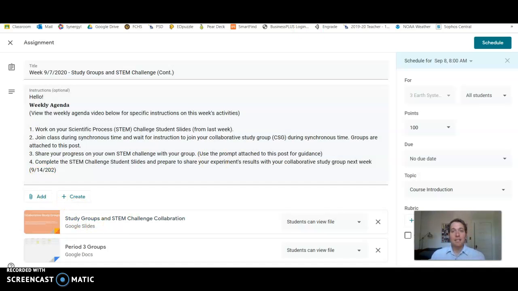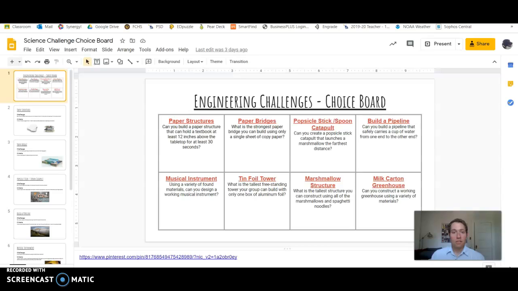So this is the STEM challenge. This is the choice board. You should have, and if you didn't, you should have chosen one of these challenges. And the goal was to use the scientific method to solve the challenge. Okay, so an example challenge, the marshmallow structure, right?